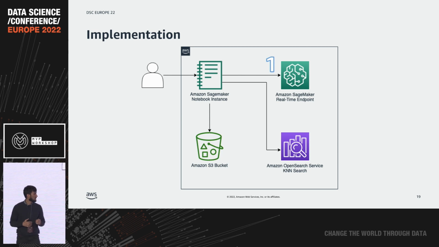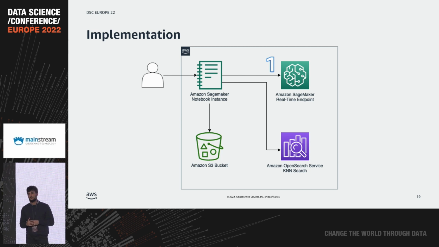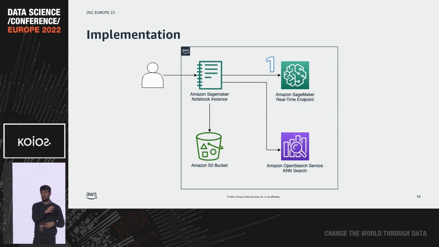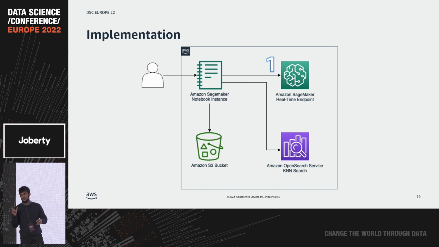Then we have the Amazon OpenSearch service. Here, what we have to do is first use our SageMaker endpoint with all the images that we want to work with, make them go through the endpoint, and extract all the feature vectors. Once we have all these feature vectors, we are going to be storing them in Amazon OpenSearch. So later, when we are searching for a new image, we're going to be using these feature vectors to find the one that is closest to the image that we're looking for.